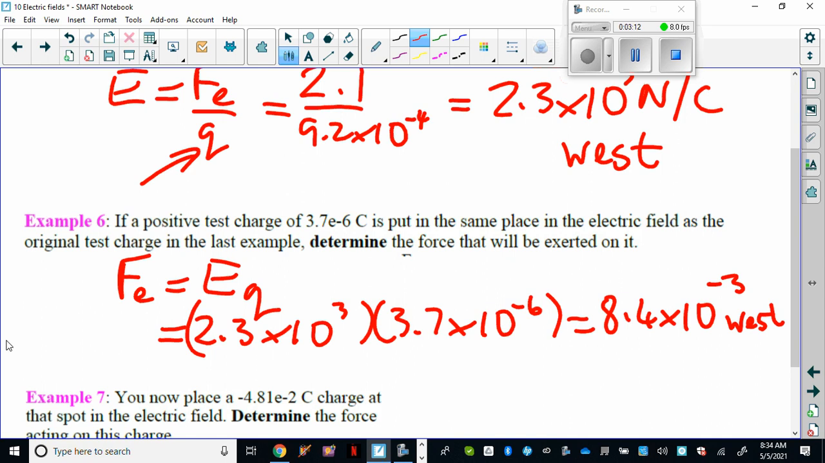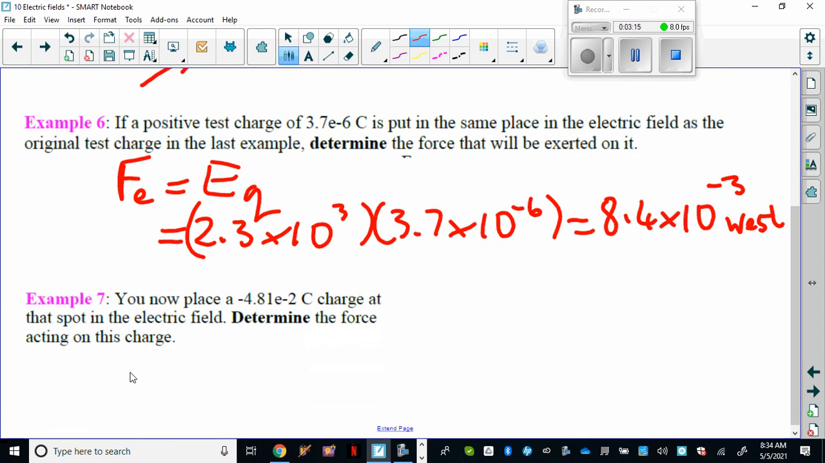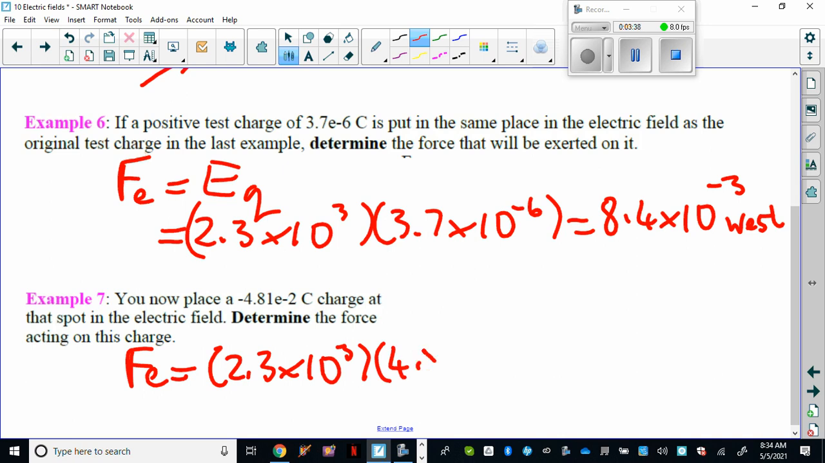And then example number 7, you now place a negative 4.81 times 10 to the negative 2 charge at that spot in the electric field. Determine the force on this charge. So it's the same as the previous question, in the same electric field, except now the charge is negative. Once again, I will not put a negative in there, but when I get my answer, which turns out to be 1.1 times 10 to the, I don't have the answer to that actually, so where's my calculator? There it is.